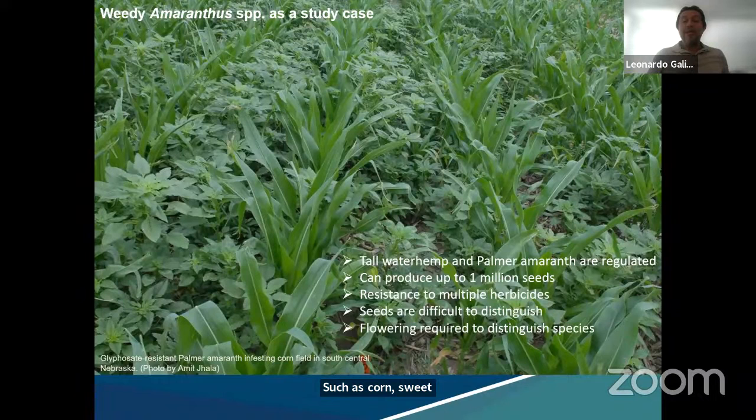Palmer amaranth has been detected in the provinces of Manitoba and Ontario, not as established populations, but it has become a concern to the Canadian authorities now. And each one of the plants of these species can produce up to 1 million seeds under ideal conditions.